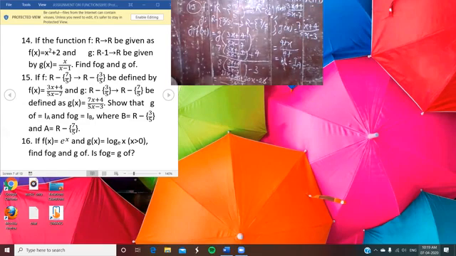In the same way, you can very easily find the value of fog also. So do it, and you will obtain the same value x, which is the identity function. So you can do it by yourself, I think. In the same way, you can find the value of fog.